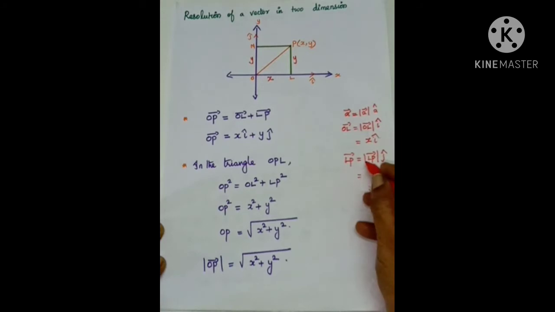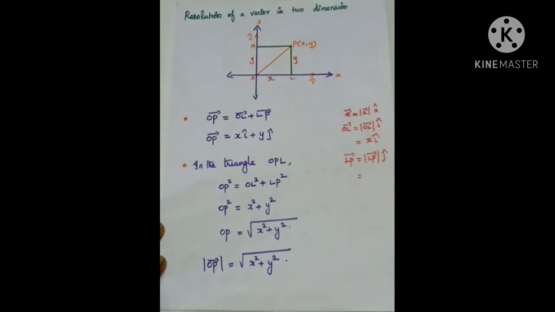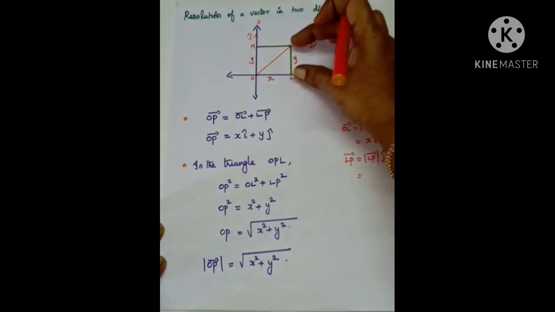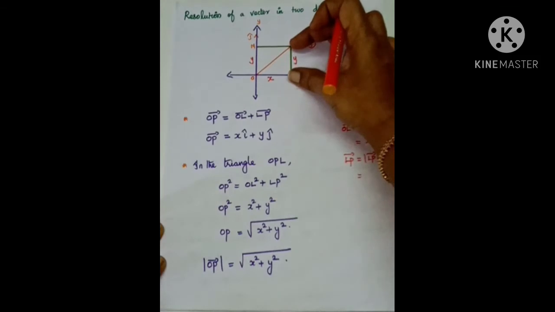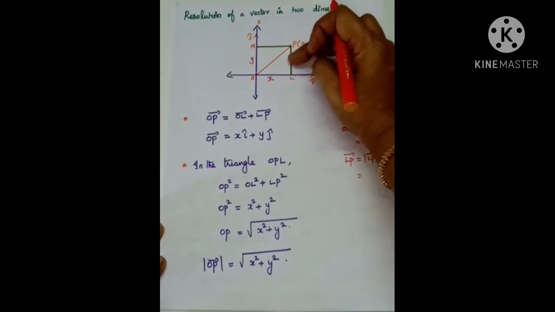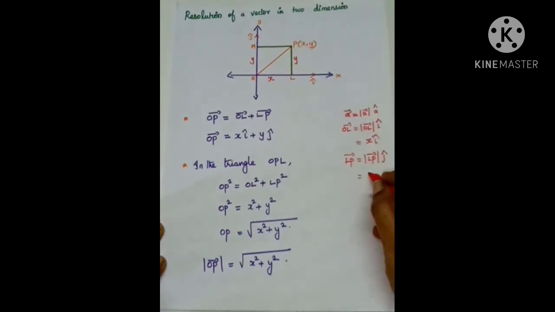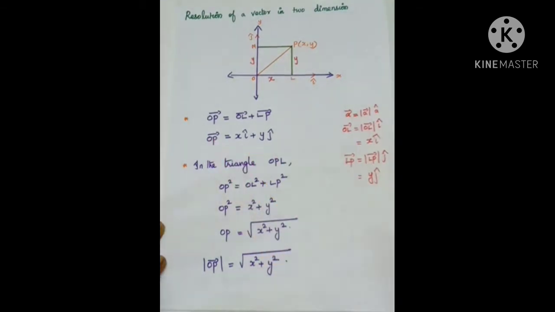And what is the magnitude of LP vector? The magnitude is nothing but the length of the line segment. What is the length of this line segment LP? That is y. The distance is y. So it is y j cap. Therefore OP vector can be written as x i cap plus y j cap.